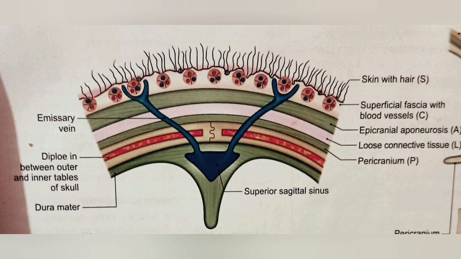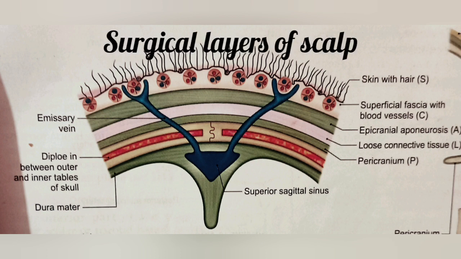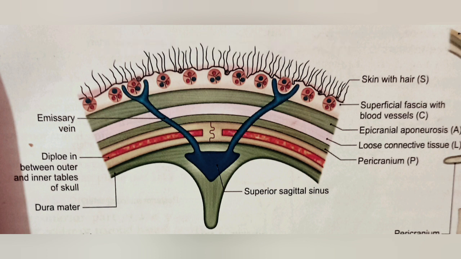So the first three layers, that is the skin, the superficial fascia, as well as the epicranial aponeurosis, these three layers of the scalp are called the surgical layers of the scalp, and it is also called the scalp proper.